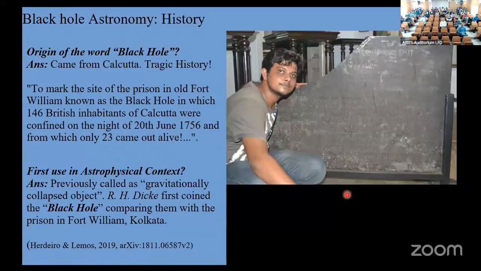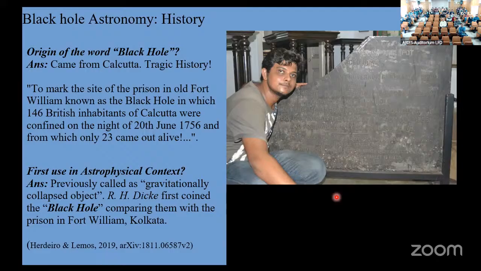Now, how did black holes get their name? The name of the black hole has a tragic history. The word originated from Kolkata, previously known as Calcutta. There, 146 British inhabitants were killed.